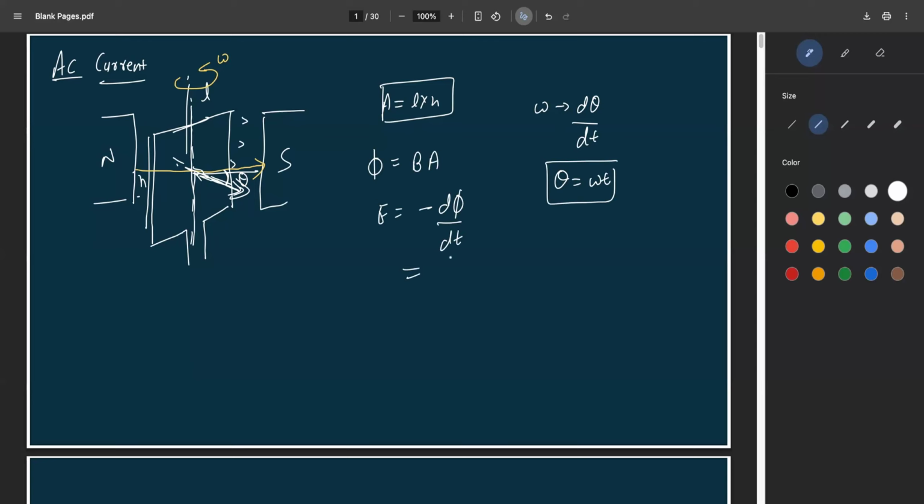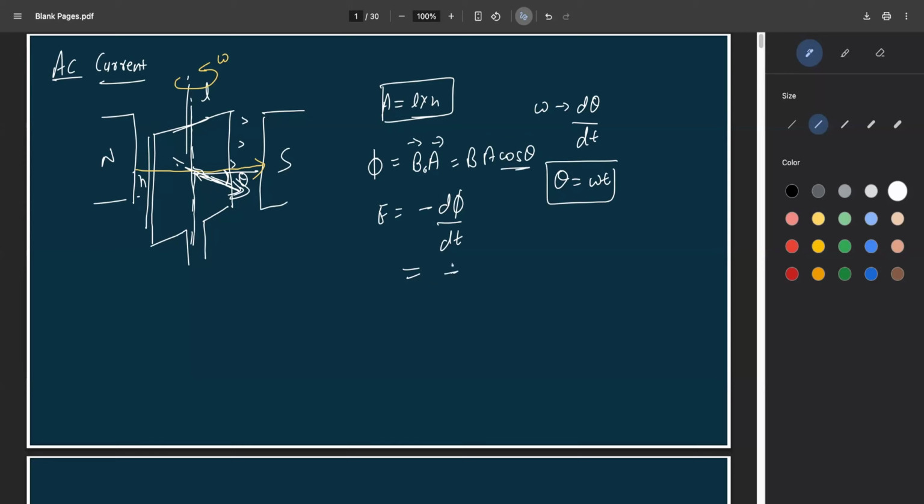So actually, this flux is basically B dot A, which has cos theta. So this becomes BA cos theta. You know that the magnetic field is constant because we have a constant magnet, and its area is also constant. It is not going to change. What is going to change is the angle. Why is the angle going to change? When it gets rotated, this angle is going to increase.